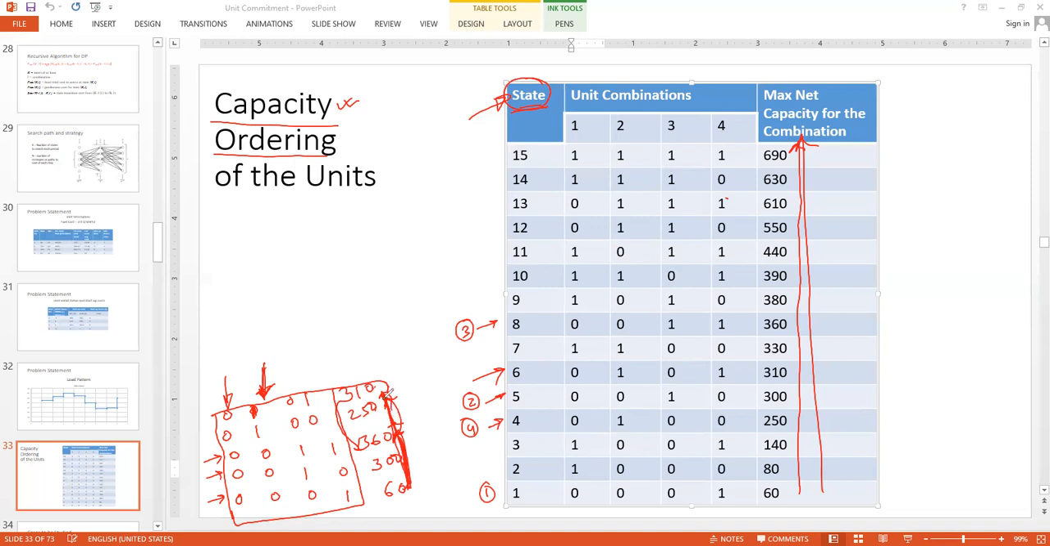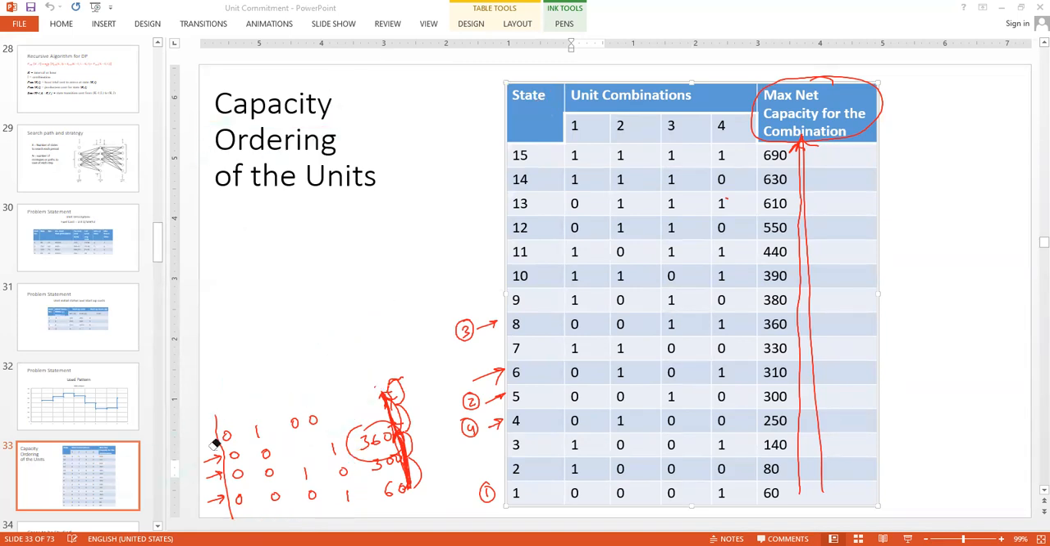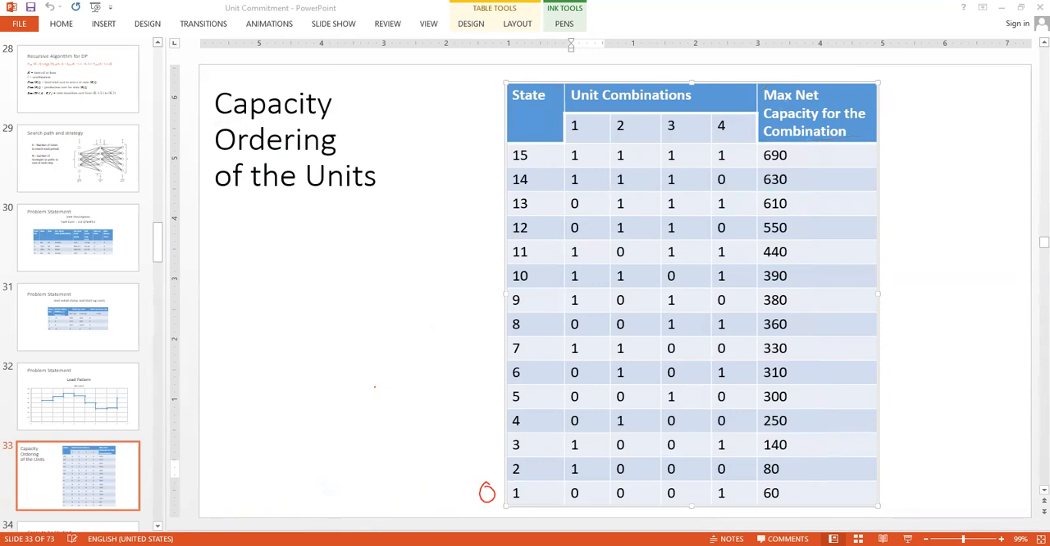Okay, considering the maximum net capacity combination, sometimes it is increasing, then it is decreasing, then it is again increasing, but again this one is less than this one. So we are actually getting the ordering done based on the maximum capacity. Okay, nothing else. And then we are providing the state number. So this is capacity ordering. This is not the binary ordering, remember. But we have to take help of the binary ordering at first. Only then we can get the capacity ordering.